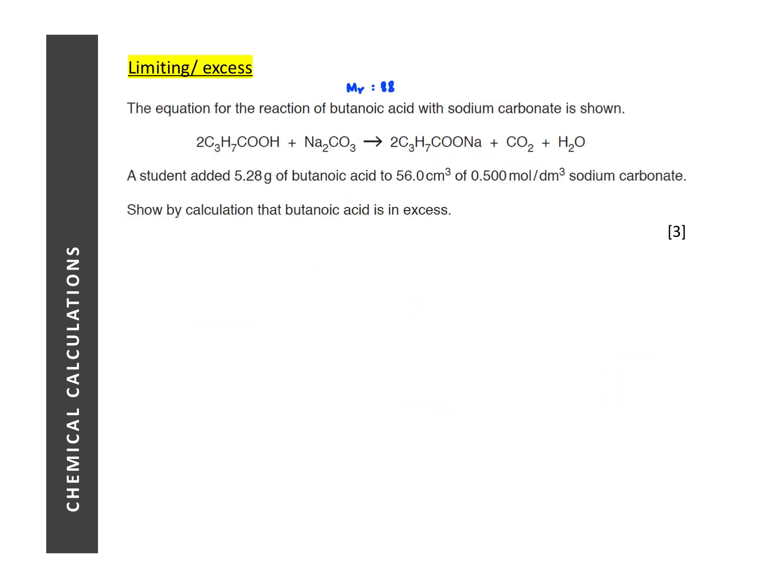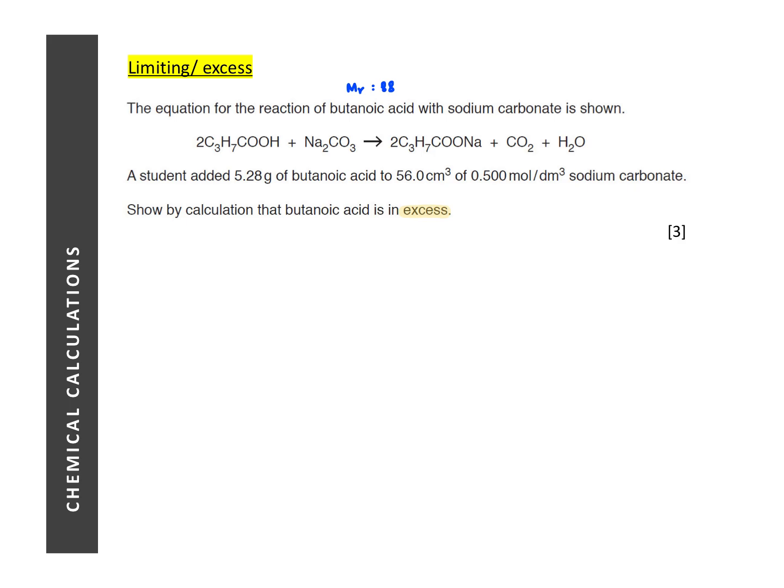Now when you read this question, you should be able to immediately identify that it's an excess limiting question. Even if it's not stated, let me show you a feature that will tell you that it's an excess limiting question. And the feature is this: the amount of both reactants are given in the question. What do I mean by that?